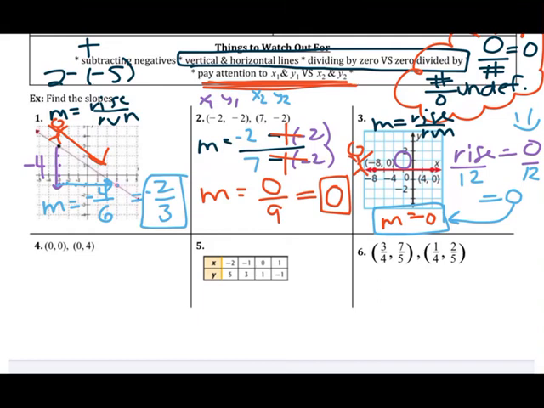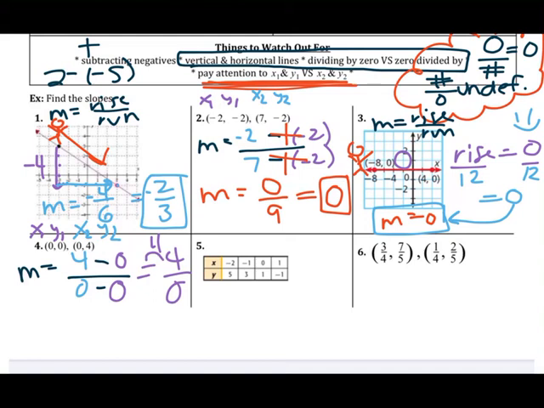Number 4, I'm going to define this to be x1, y1. I'm going to call this point x2, y2. So my slope is equal to y2, which is 4, minus y1, which is 0, over x2, which is 0, minus x1, which is 0. This is going to give me 4 over 0.